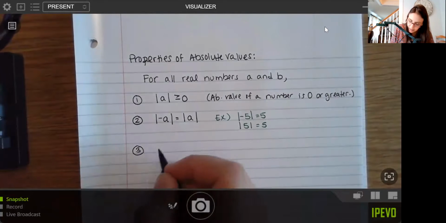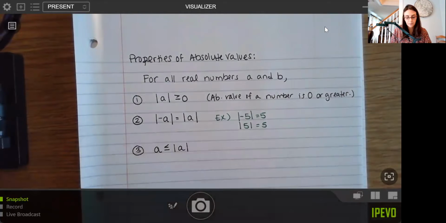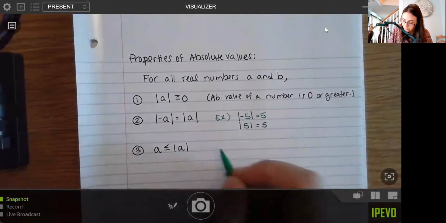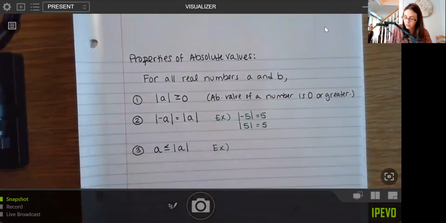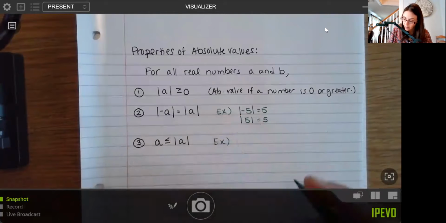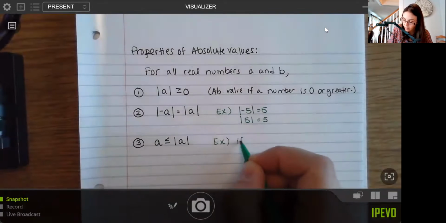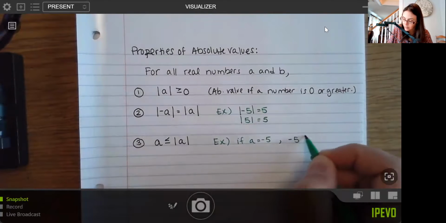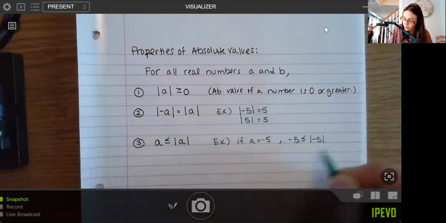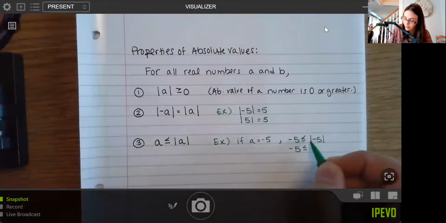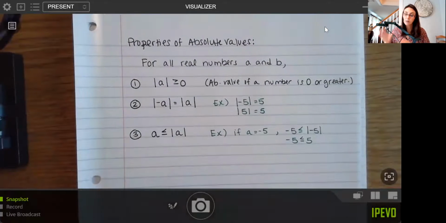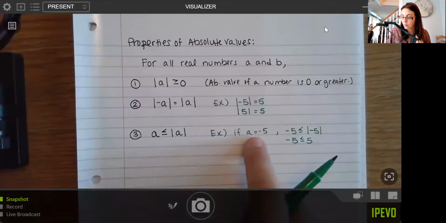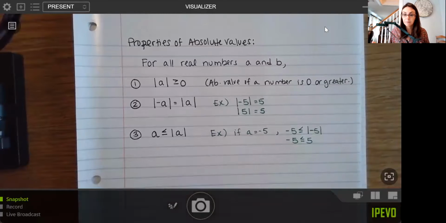A third property is that the original number is always less than or equal to the absolute value. So for instance, let's say our original number was negative 5. If A was negative 5 here, then this would say that negative 5 is less than or equal to the absolute value of negative 5, which is true, right? The absolute value of negative 5 is 5. So it's just showing that the original value is either smaller or it could be the same. If the value was positive, then they'd end up being the same.